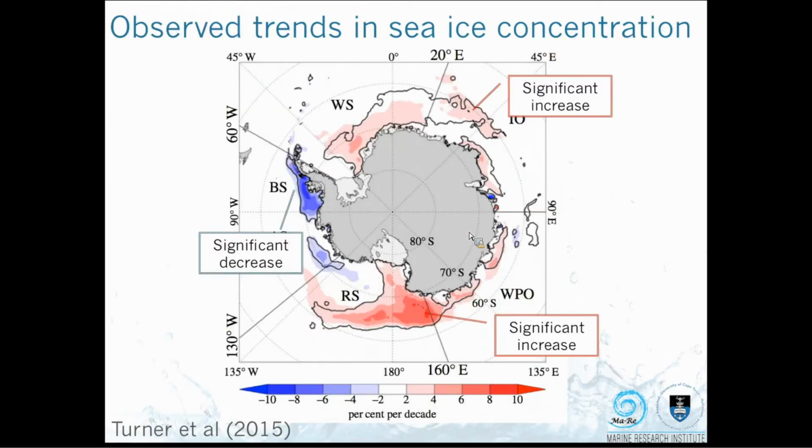The observed trends in sea ice concentration are actually escaping the capability of our models. What we know at the moment is that there is a significant increase of sea ice in the Weddell Sea regions, as well as in the Ross Sea, but we have a significant decrease of sea ice concentration in the Bellingshausen Sea and Amundsen Sea, so in all the areas surrounding the Antarctic Peninsula. Now, how do the models perform?